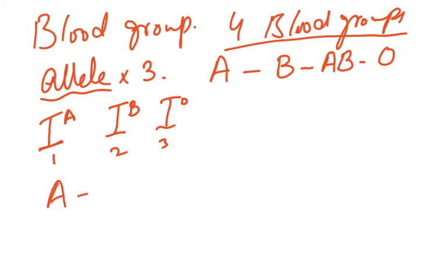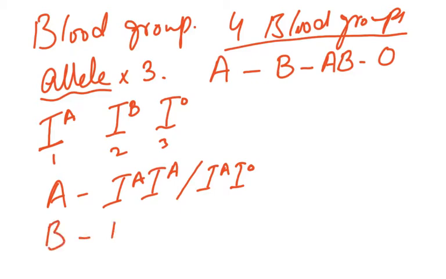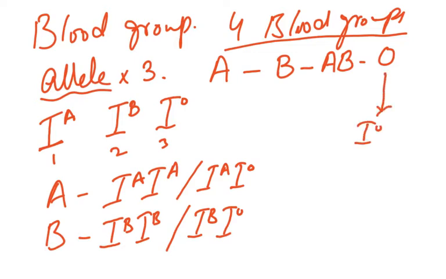Like for blood group A, we can have IAIA. Now this would be homozygous, and because we are writing a capital letter, it would be dominant. Or it could be IA and a recessive one, which is IO. Similarly, for blood group B, we have IBIB or IBIO. For O group there's only one possibility. Similarly for AB there is also only one possibility, IA IB.